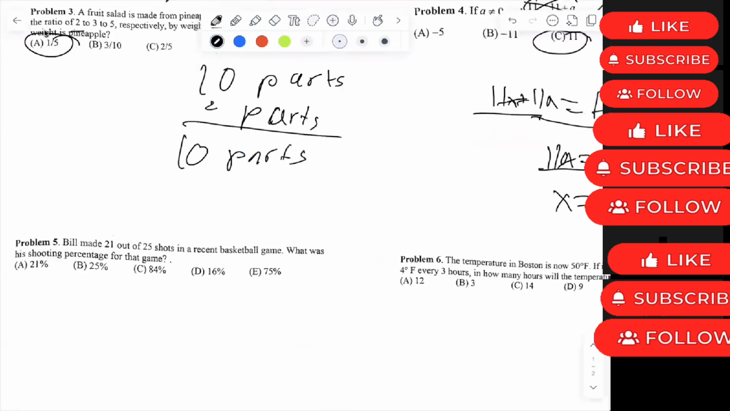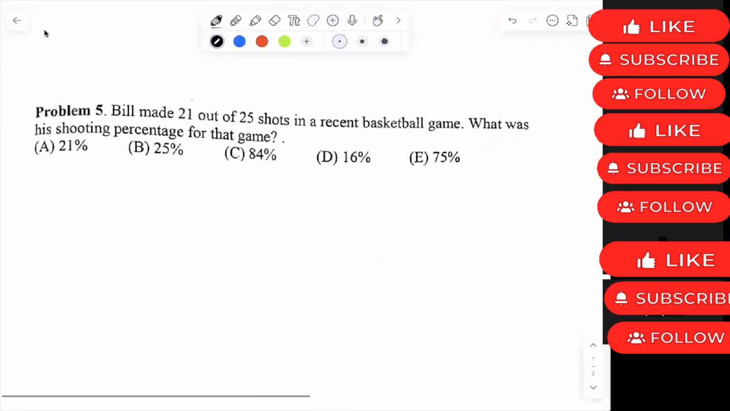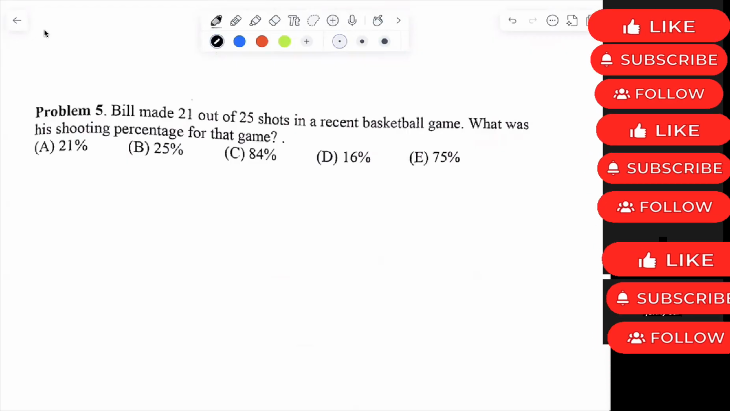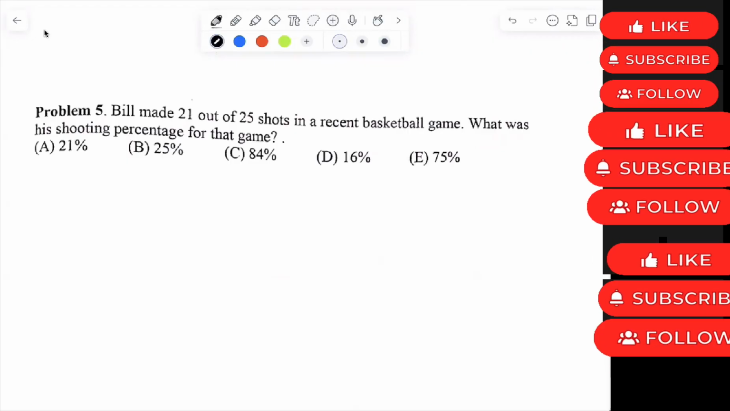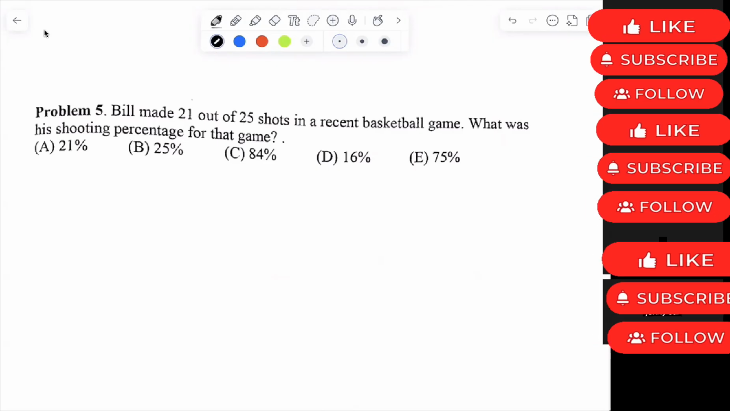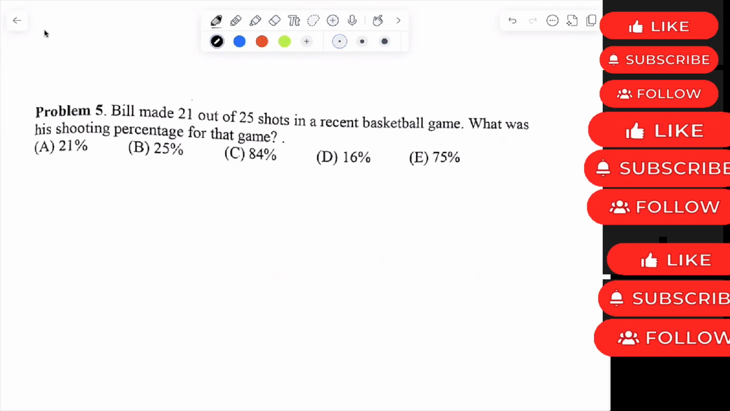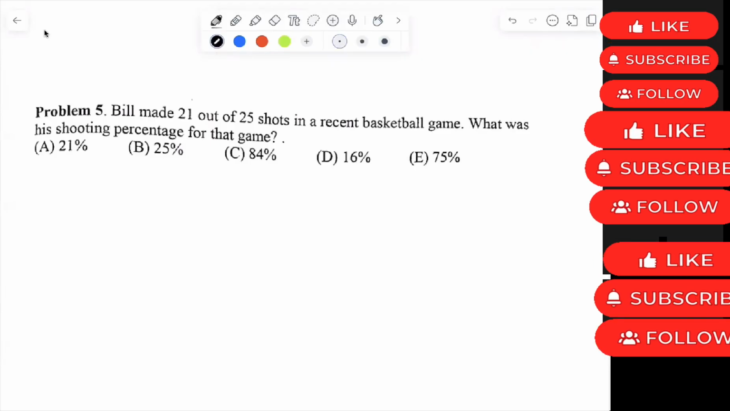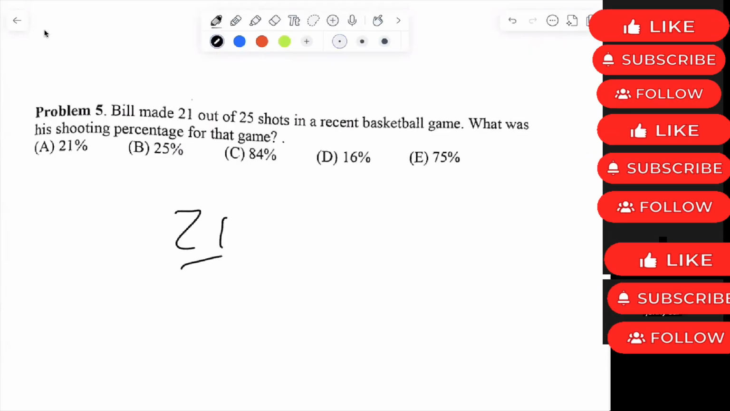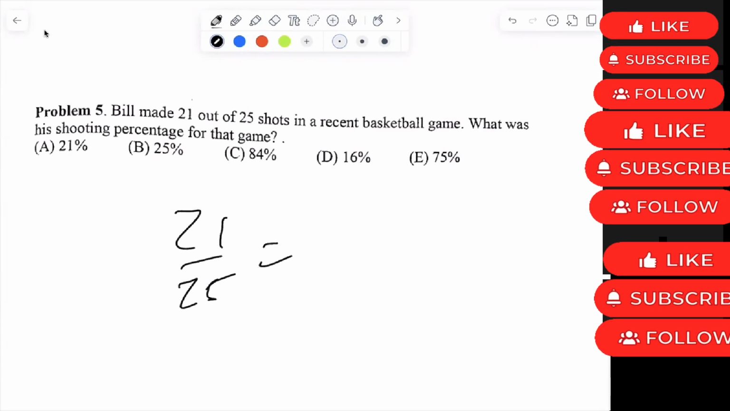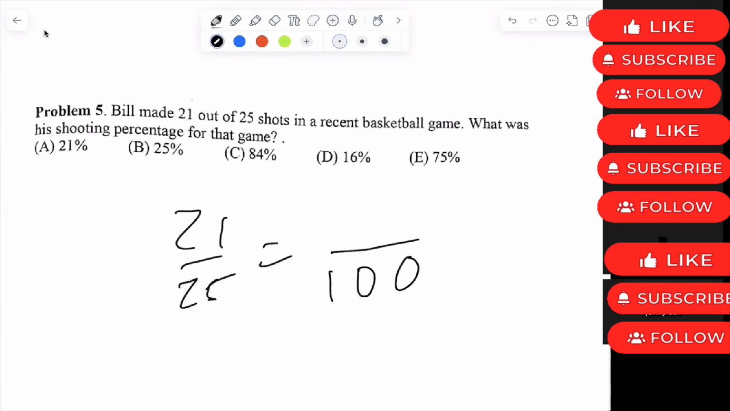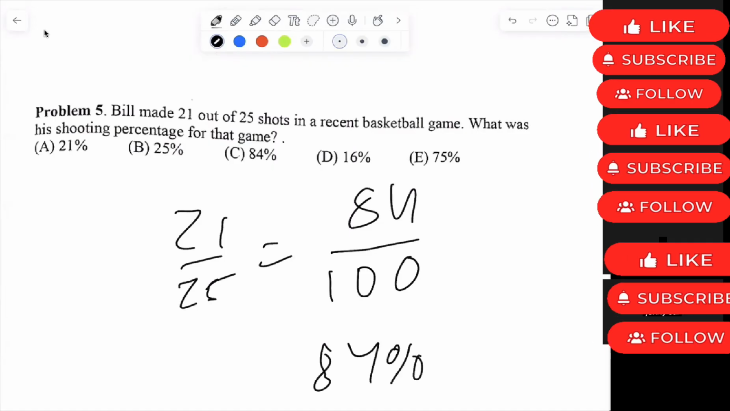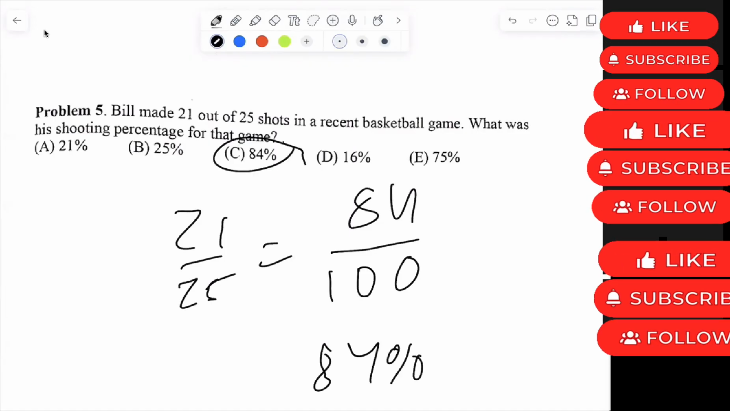Now let's move on to problem 5. Bill made 21 out of 25 shots in a recent basketball game. What was his shooting percentage for that game? Alright, so how do we approach this? Well, in order to get a percent, we convert it into out of 100. 21 divided by 25 can be made into 84 divided by 100, or 84%. So the answer to this question is just C. Alright?